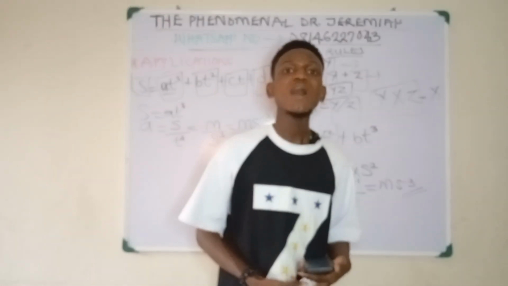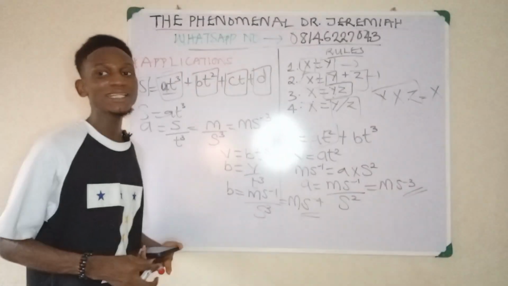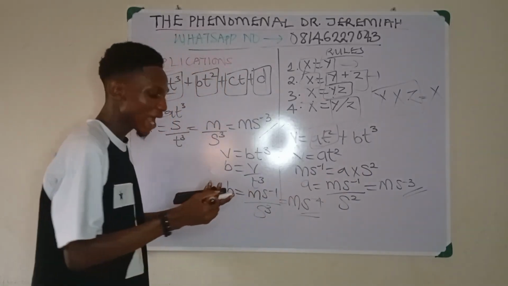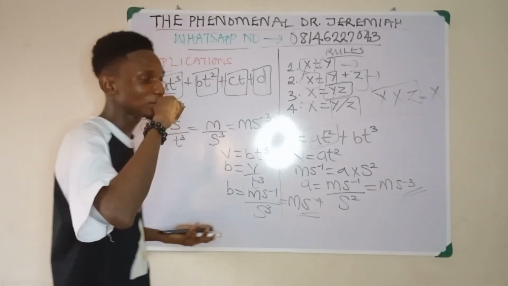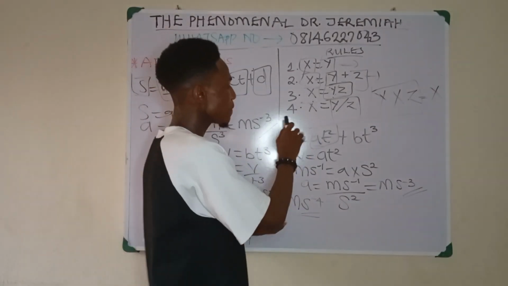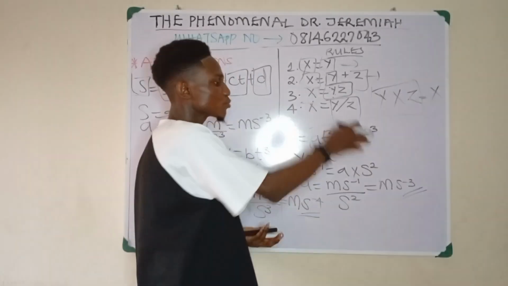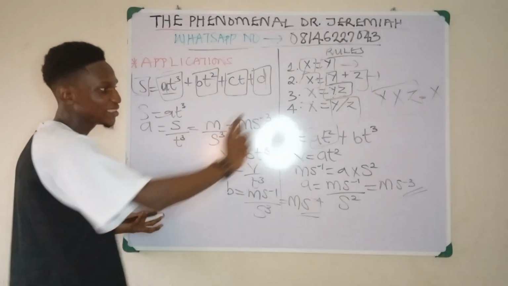So you see, we are able to get the units of A and B just by knowing that terms in a relation or equation are equal from the principle of homogeneity. Now let's test something. Since V equals to ms raised to the power minus 1, it means that this term must also be ms raised to the power minus 1, as it is equal to V. Let's test it out. You can now test BT cubed by yourself.